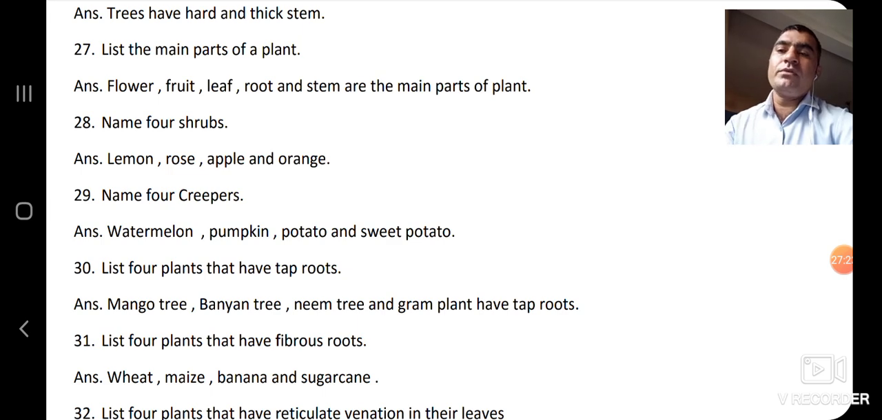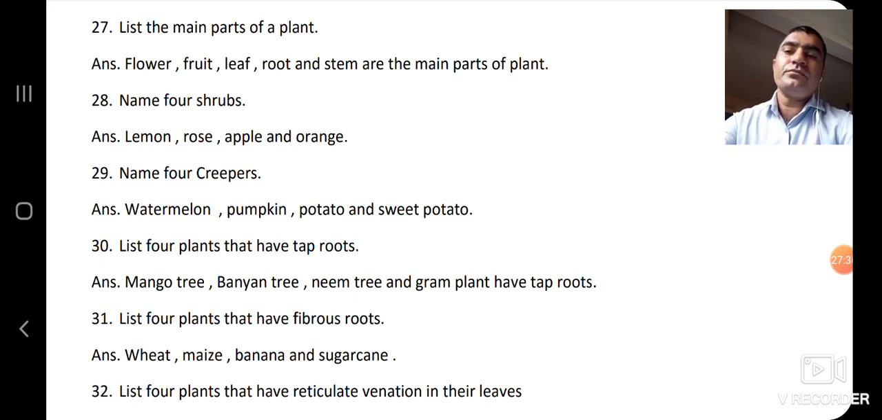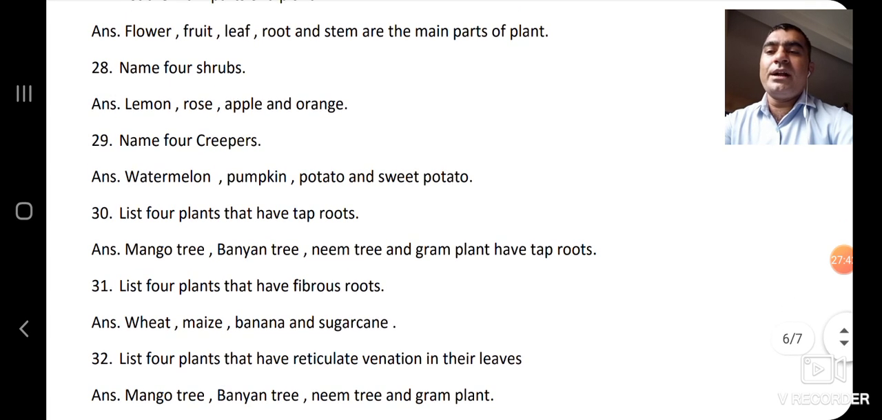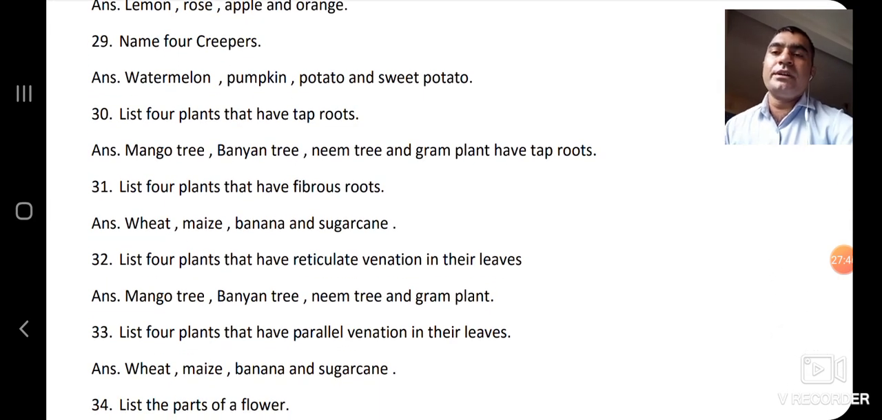The next question we have is, list 4 plants that have fibrous roots. In the same way in this question also you can write any plant which has fibrous root. I have written wheat, maize, banana and sugarcane. List 4 plants that have reticulate venation in their leaves. In the same way you can write any plant which has reticulate venation. So, I have written in the answer mango tree, banyan tree, neem tree and gram plant.